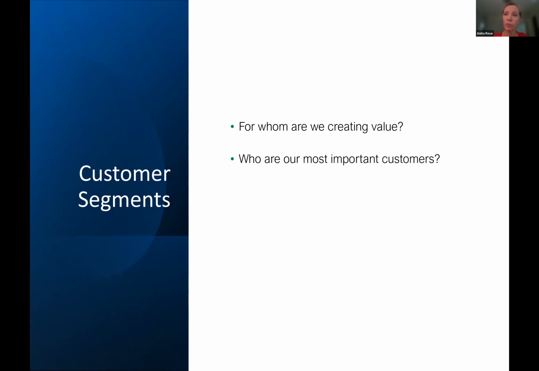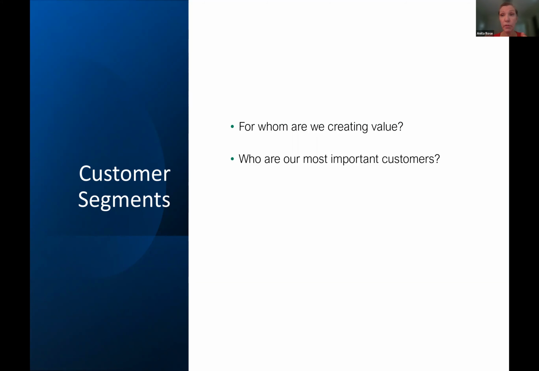So you can see that you would need a totally different business model canvas for a different customer segment, because everything changes. How you deliver your product, how you relate to your customer, everything changes. And so supplies may change as well. So a lot of things change along the way.